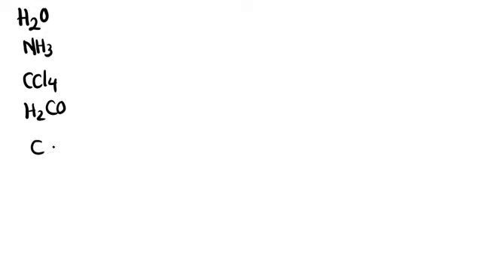Right now, I'm going to work on Lewis structures of molecules when we have more than two elements, not diatomic molecules. How about H2O? How about NH3, CCl4, H2CO, CO2? How about if we have ions, NH4 plus, NO2 1 negative, CO3 2 negative? So we should be able to draw Lewis structures for these.